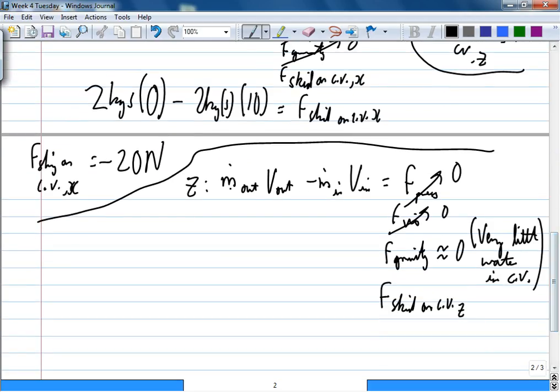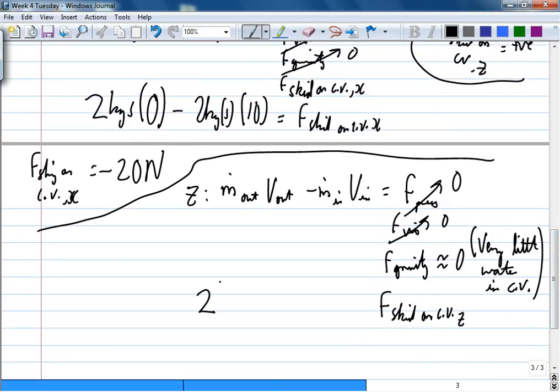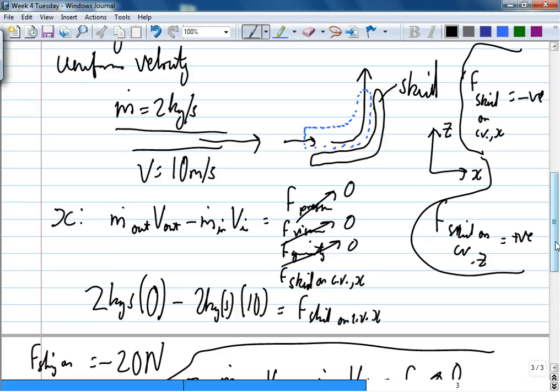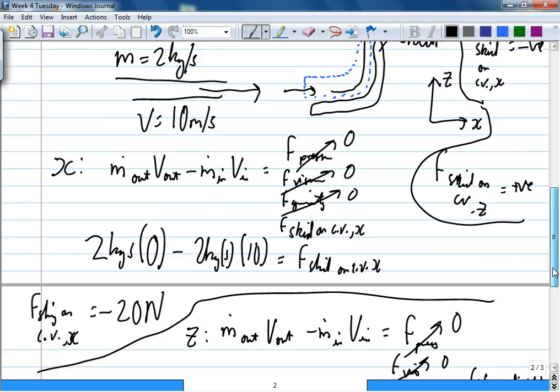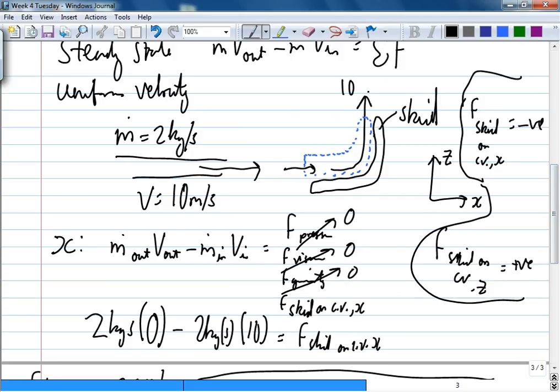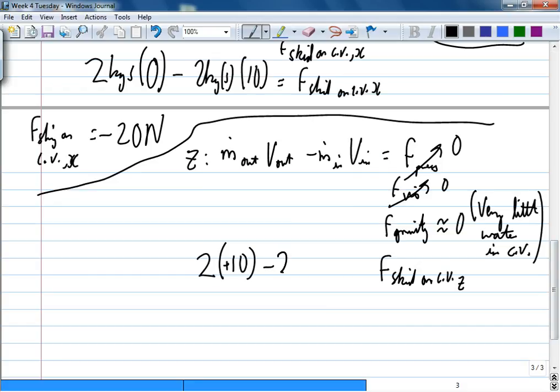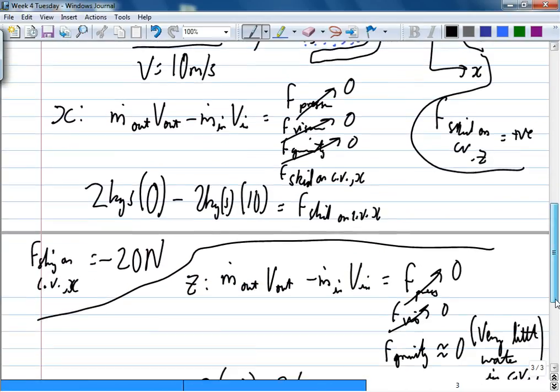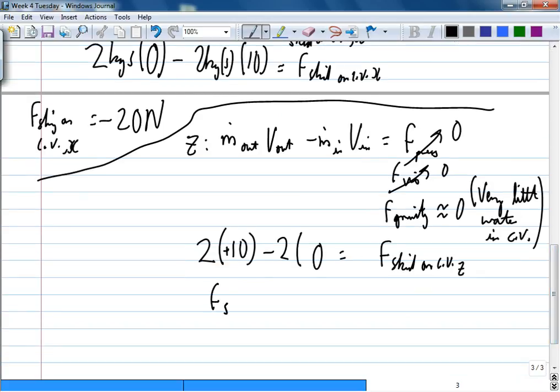And M dot out is 2. What's the V out in the Z direction? If they don't tell you, which a lot of times they don't, you can assume the same velocity coming out. If you go in 10, you'll come out 10. You assume it's a perfect system, you never slow down or speed up. So it just comes out at 10, and positive because this is going upwards. Minus m dot in, that's 2. What's the z component of the velocity coming in? 0. Is that clear? 0 goes to this one. And therefore, F skid on control volume in the z direction is equal to 20.